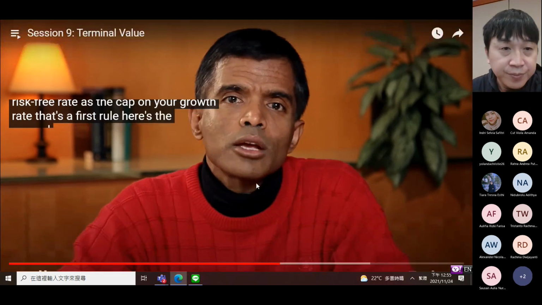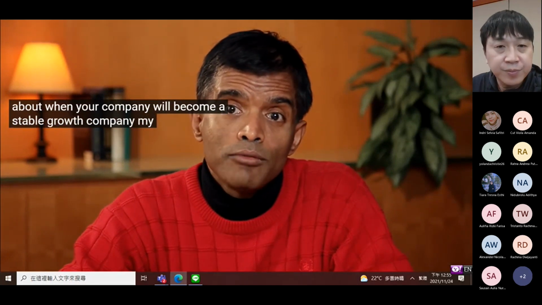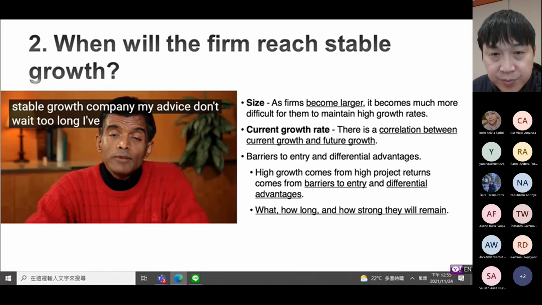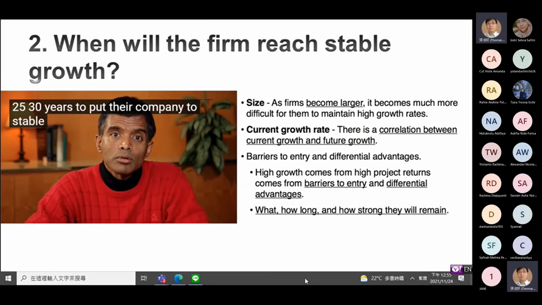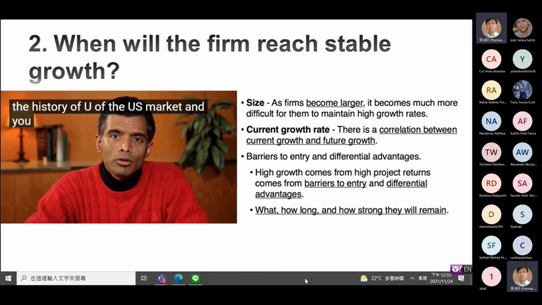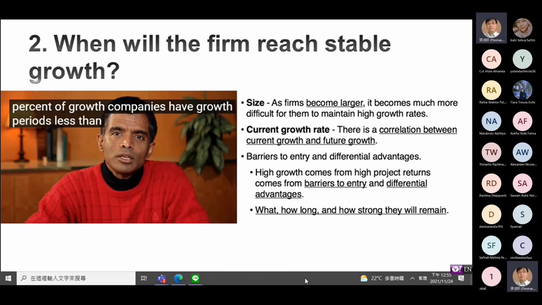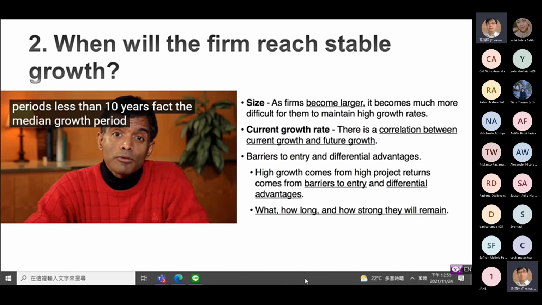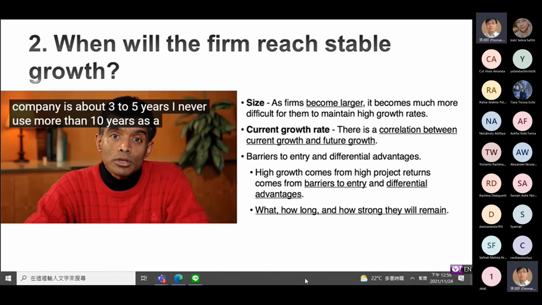That's the first rule. Here's the second one. You have to make a judgment about when your company will become a stable growth company. My advice, don't wait too long. I've seen discounted cash flow valuations where people wait 20, 25, 30 years to put their company to stable growth. That's extraordinarily long. And here's why. If you look across the history of the US market and you look at growth companies, about 99% of growth companies have growth periods less than 10 years. In fact, the median growth period for a high growth company is about 3 to 5 years. I never use more than 10 years as a growth period in my discounted cash flow valuation.